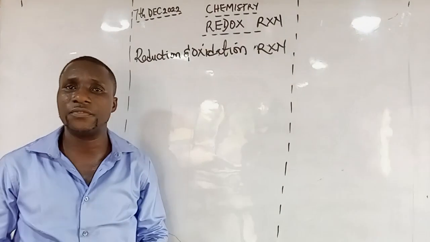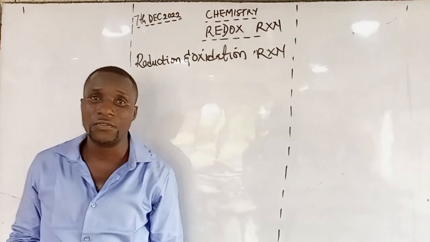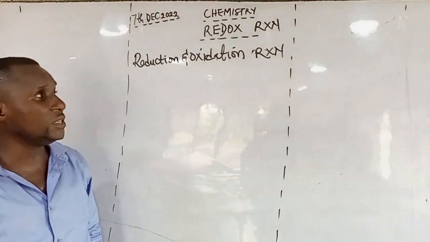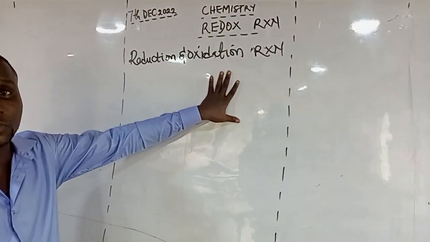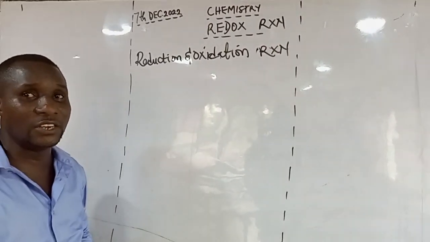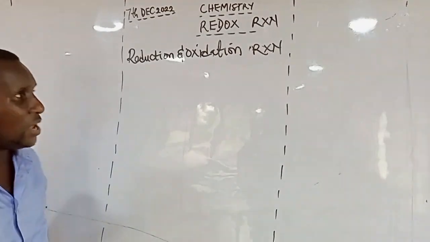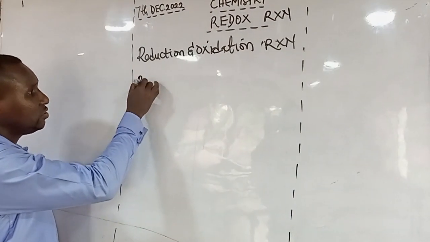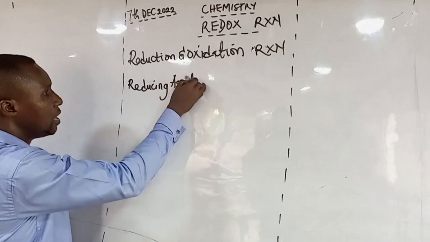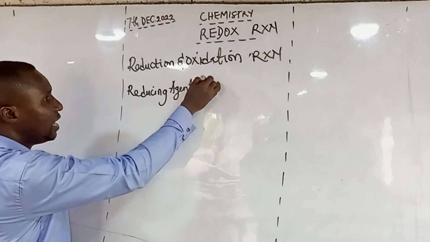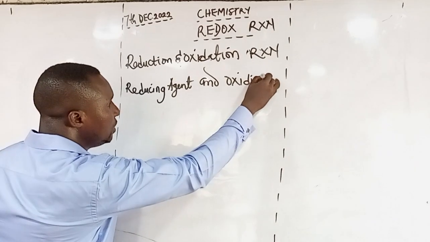Redox reaction can be defined in terms of oxygen. It can be defined in terms of electron transfer. It can be defined in terms of addition of hydrogen. It can be defined in terms of electropositive and electronegative elements. Before we look at the definitions of redox reaction, we have to look at these two agents, which are known as reducing agent and oxidizing agent.